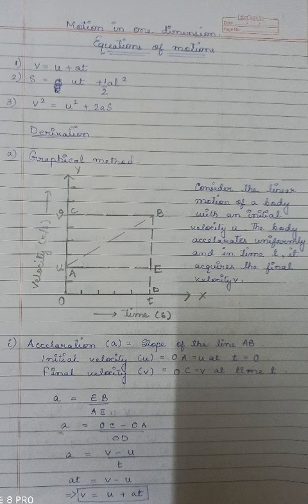Now EB is equal to OC minus OA, and AE is also equal to OD. Now OC is equal to v, OA is equal to u, and OD is equal to t. Now by cross multiplying we get at is equal to v minus u, and simultaneously we can show that v is equal to u plus at. This is our first equation of motion.